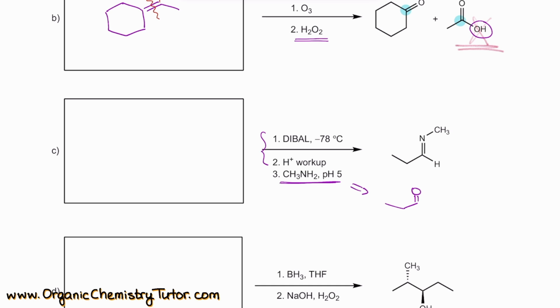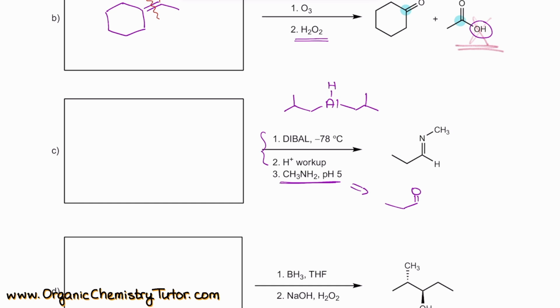We know that the DIBAL reagent, diisobutylaluminum hydride, is a rather specific reducing reagent. It looks like this. We have our aluminum over here, and we have the hydrogen connected to it, and we have two isobutyl groups. That reagent is specifically used for partial reduction, and we can do partial reduction of either acid chlorides or esters as our starting material, both going to give us an aldehyde.